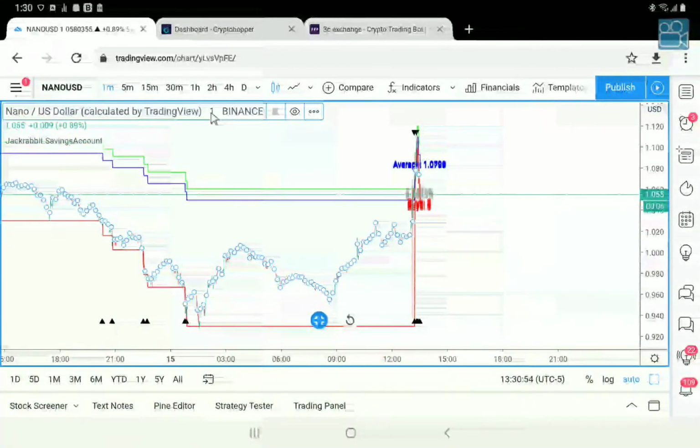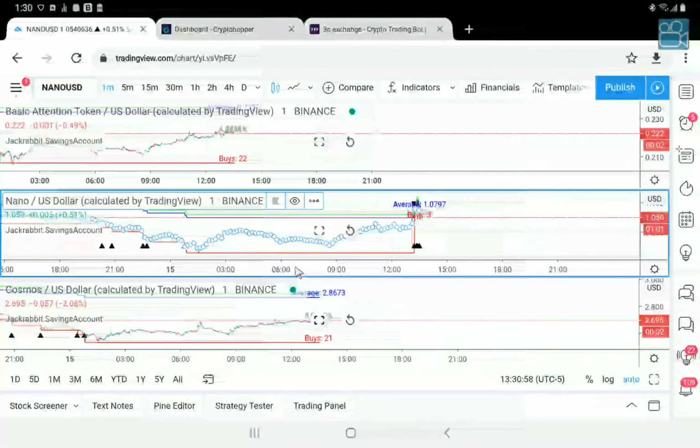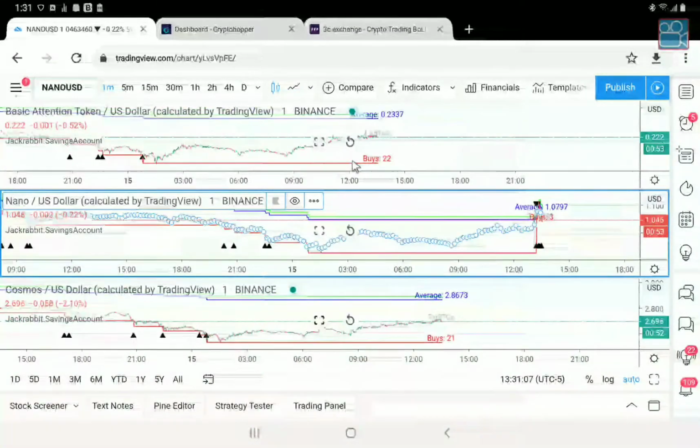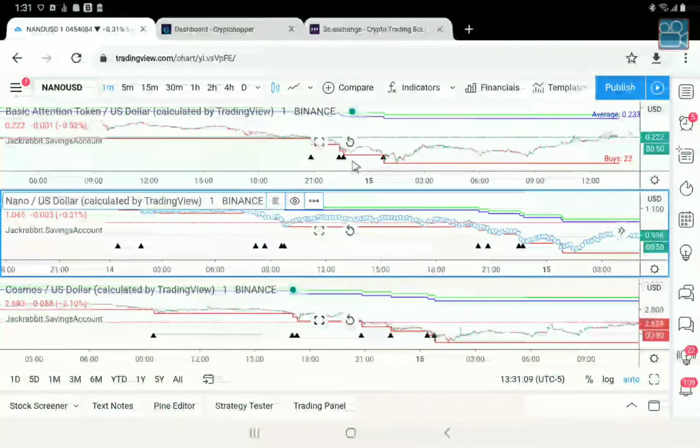So, let's go back to the regular screen, and you'll see where we are at right now. Okay, a dirty trick for synchronizing your charts.